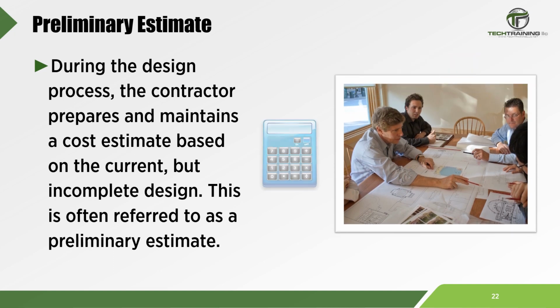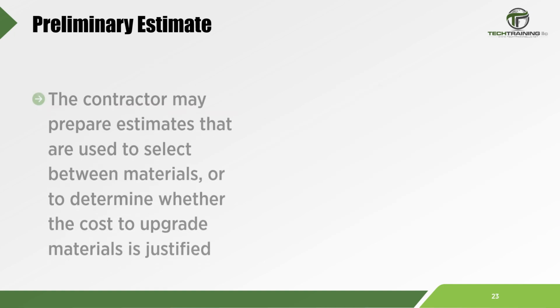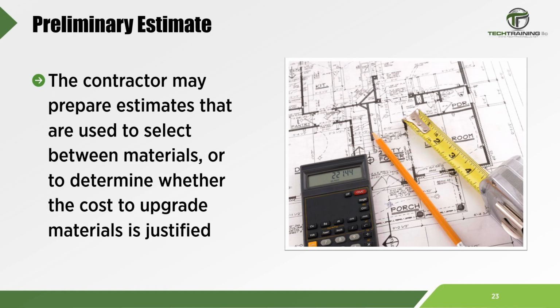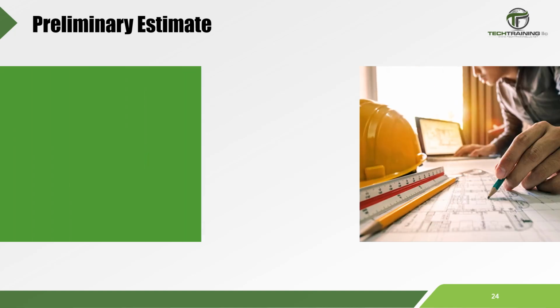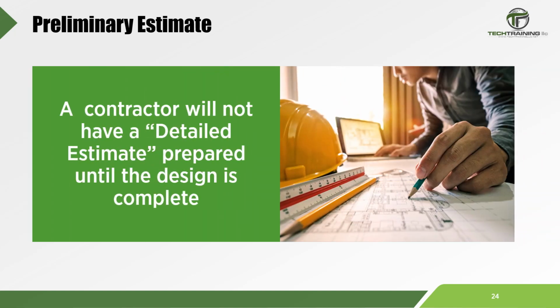During the design process, the contractor prepares and maintains a cost estimate based on the current but incomplete design. This is often referred to as a preliminary estimate. In addition, the contractor may prepare estimates that are used to select between materials or to determine whether the cost to upgrade the materials is justified. What all these estimates have in common is that the design is incomplete. Once the design is complete, the contractor can prepare a detailed estimate for the project.